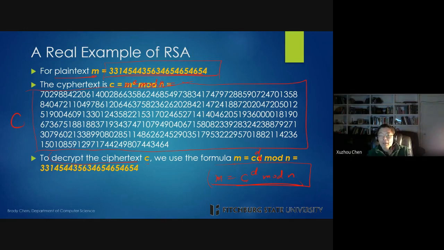Now I have a computer program I can use. If you know the language Java, there is a class called BigInteger. This class BigInteger can be used to perform these operations, because you cannot just use a type like int, because int can only store 32 bits. So the largest number it can represent is pretty small. It's almost nothing.